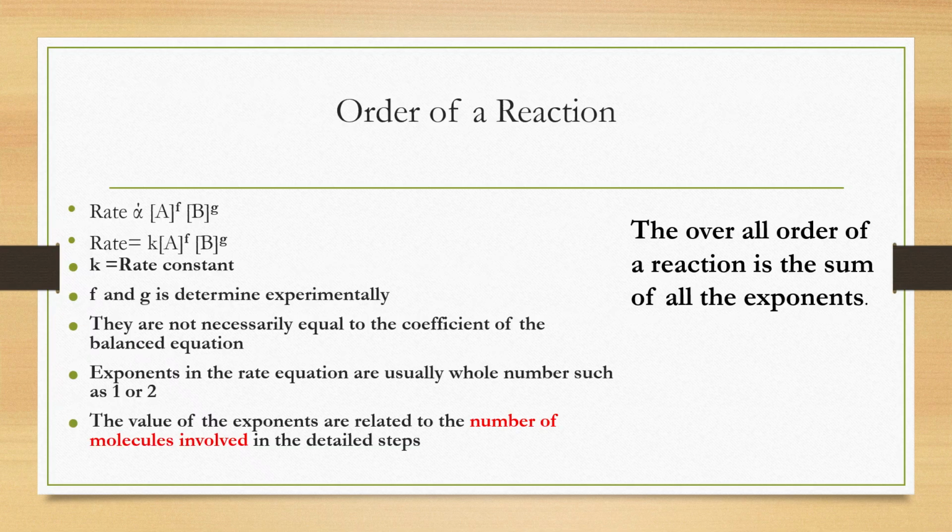Now let's understand what is the order of a reaction. Let's say the rate is directly proportional to the concentration of A times the concentration of B. A and B are nothing but your reactants. If we remove the proportionality sign, rate is equal to k, which is the rate constant, times concentration of A raised to f times concentration of B raised to g. Now f and g are your exponents, and the values of the exponents can be determined experimentally.